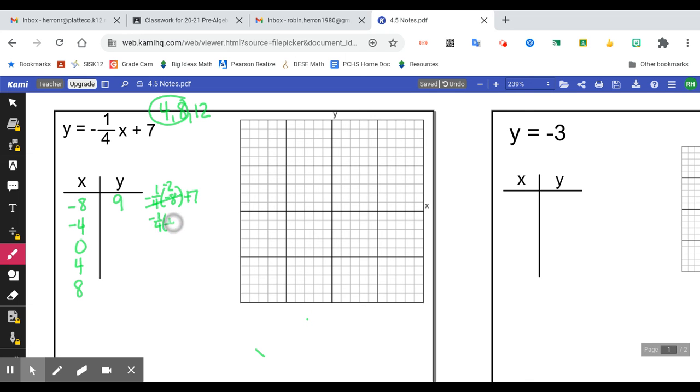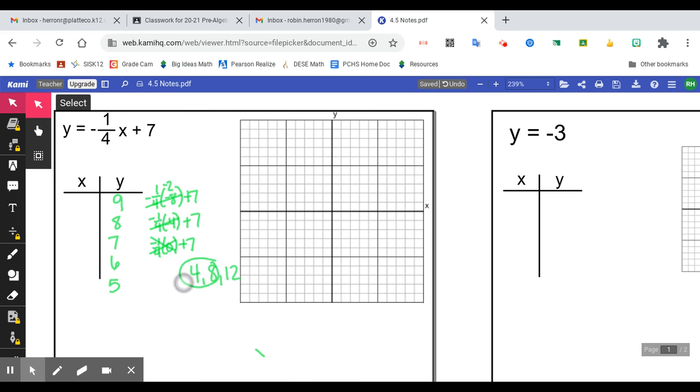-1/4 times -4 plus 7. These cancel. Negative times negative is a positive. And we've got 1 plus 7, which is 8. Negative 1/4 times 0 plus 7, that's completely gone, which is 7. You notice these patterns happening every time. This is 9, 8, 7. So hopefully when we plug these in, it should be 6, 5.